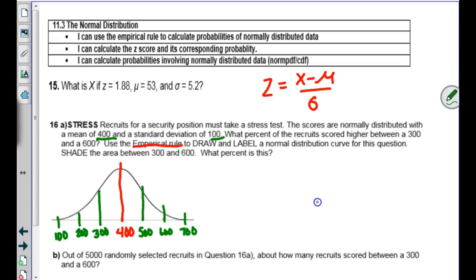It says what percent of recruits scored between 300 and 600. Oh, that doesn't make sense as written, but anyway, it's supposed to say between 300 and 600. And it says you're to shade this area. So this would be our shaded area. And then what percent is this?